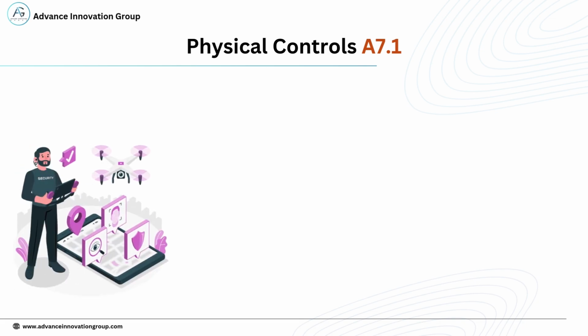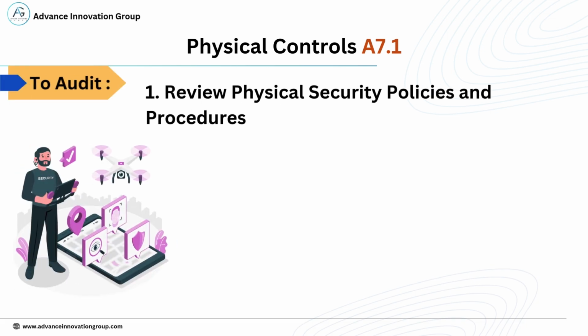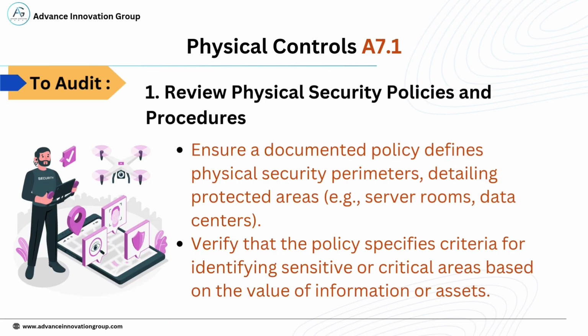Physical controls of 7.1. To audit. First, review physical security policies and procedures. Ensure a documented policy defines physical security perimeters, detailing protected areas, e.g., server rooms, data centers. Verify that the policy specifies criteria for identifying sensitive or critical areas based on the value of information or assets.